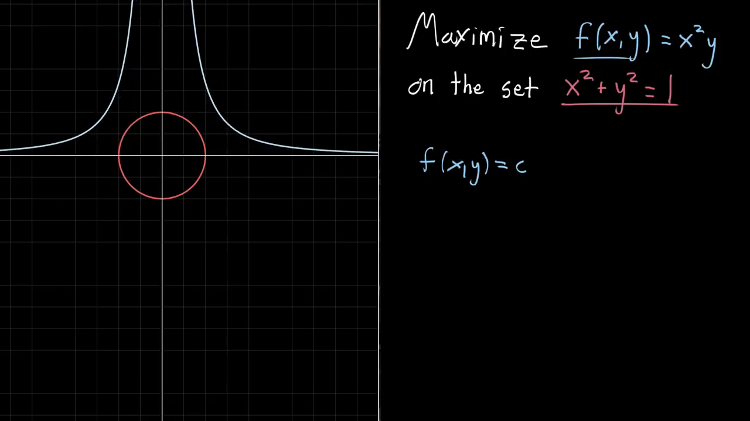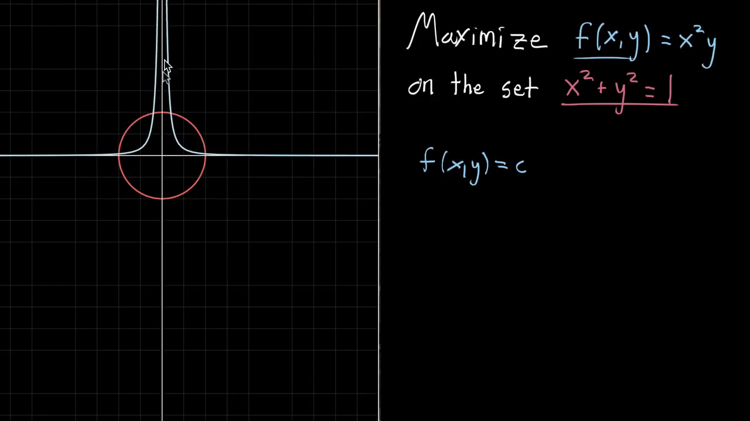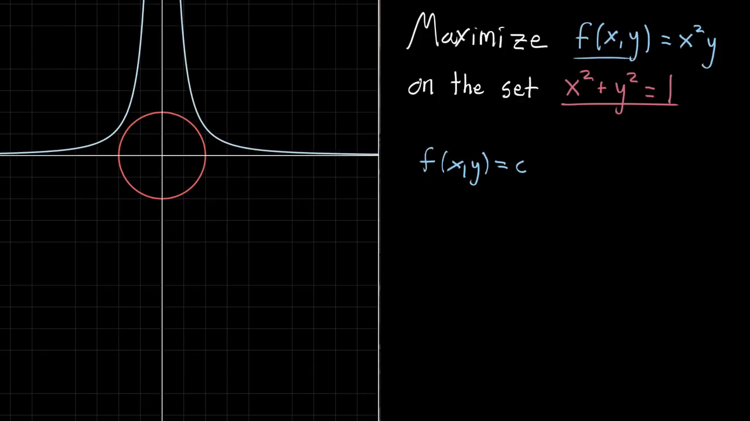So for high values of c, the contour would look something like this. This is where the value of x squared times y is big. And then for small values of c, the contours would look like this. So all the points on this line would be f of xy equals like 0.01 in this case, something like that. Then the way to think about maximizing this function is to try to increase that value of c as much as you can without it falling off the circle. And the key observation is that happens when they're tangent.